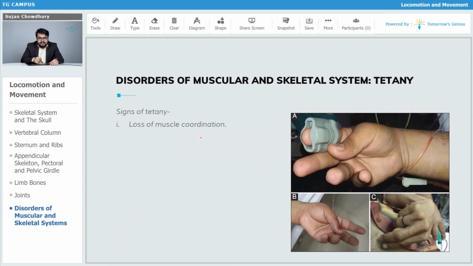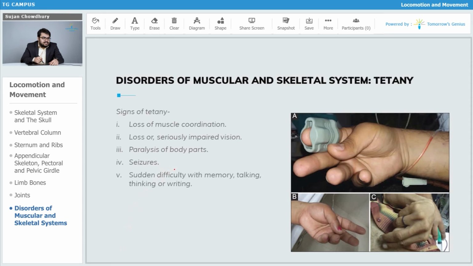Let's now see the signs. The first sign is loss of muscle coordination, loss of or seriously impaired vision, the paralysis of different body parts. This is what makes tetany such a dreadful disease for us all. Besides, we can experience seizures, serious seizures. Sudden difficulty with memory, talking, thinking, or writing is observed in tetany.